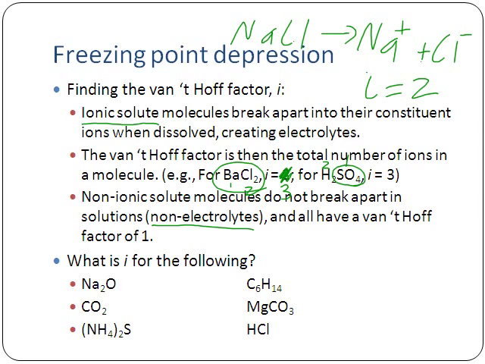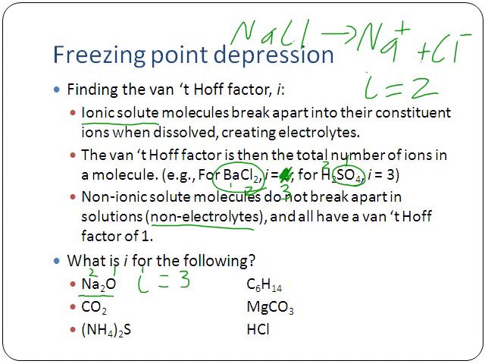So let's try to do some examples here. What is I for the following? So Na2O is our first guy right here. And so for this, first question is this ionic? You look at sodium. Sodium's way over there on the left side of the periodic table. It is over in our alkali metals over there. And so that with an oxygen, which is over on the right side, this is definitely going to be ionic. We have 2 sodiums and 1 oxygen. So your I value here is going to be 3.